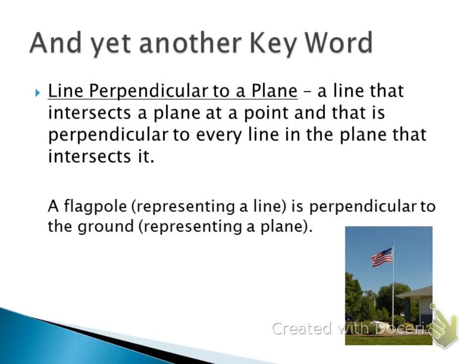This one I do want you to write down because this is kind of a new concept. This is a line that is perpendicular to a plane. So a line perpendicular to a plane is a line that intersects a plane at a point, and that is perpendicular to every line on the plane it intersects. So a nice way to think of this is like a flagpole. That flagpole will form a 90-degree angle with every line that it intersects on the ground. You don't need to write down the bottom part or draw a flagpole or anything, just the definition will be good.